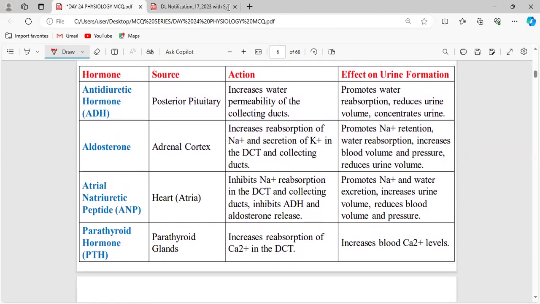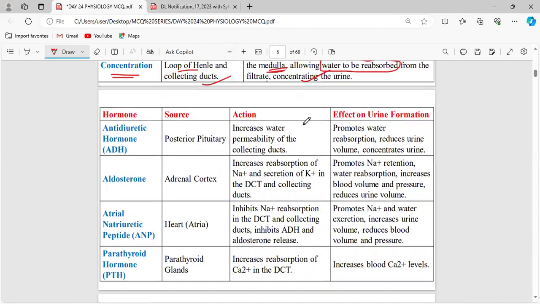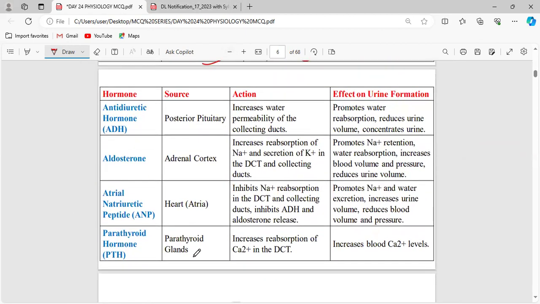Okay. Now, the most important slide is this one, because these are the hormones involved in the process of excretion. See, that is antidiuretic hormone, that is ADH. Now, this hormone is released by the posterior pituitary, not the anterior pituitary. Okay, this is the first thing you should keep in mind.